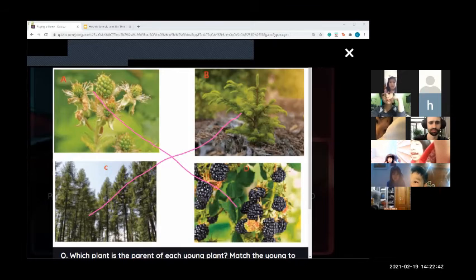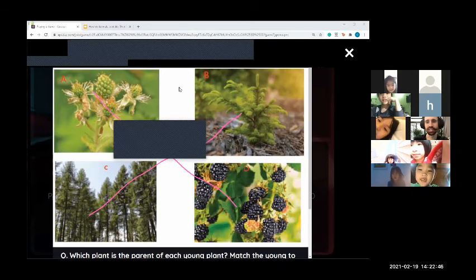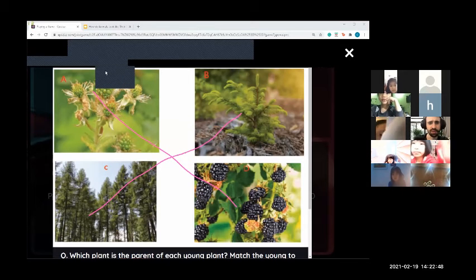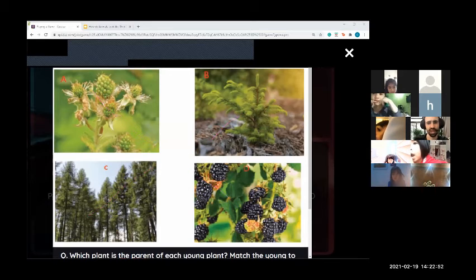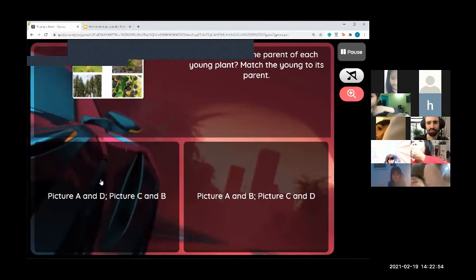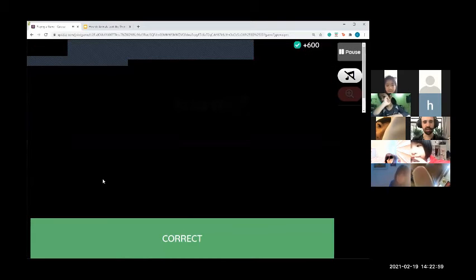Yes. Yes. Yes. Yes. Okay, so this one must be right. So let me click the first one because you guys think it's all the first one. A and D and C and B. Let's see. Oh, yes, we got it correct.